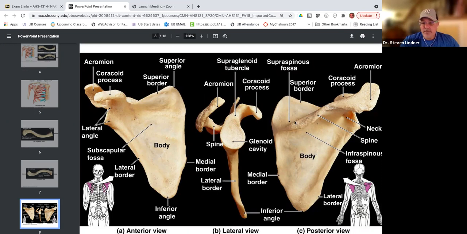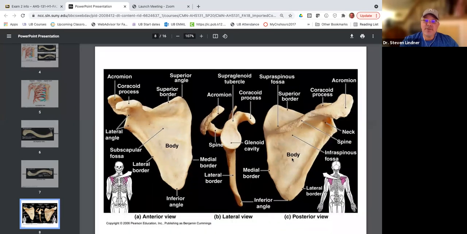These fossas are important because there's rotator cuff muscles that attach here. The supraspinous fossa is the origin for a muscle called the supraspinatus. The infraspinous fossa is where another rotator cuff muscle originates, called the infraspinatus. So the supraspinatus muscle originates here, the infraspinatus muscle originates here, and the subscapularis muscle originates here. The subscapularis muscle originates here.